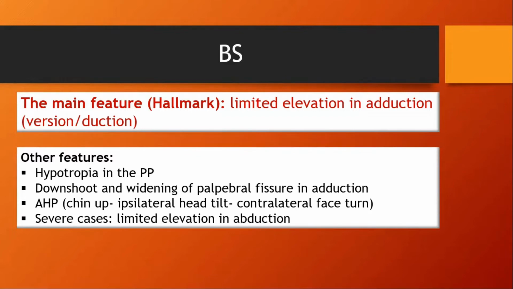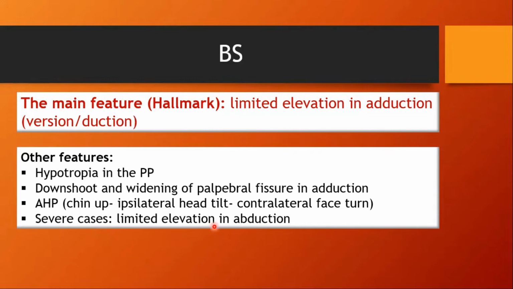If we have a significant Brown, we will have hypotropia in the primary position, all right? Because again, the superior oblique is a tight muscle and it is a depressor, so it takes the eye down. Additional features, which could be present or not, are downshoot and widening of the palpebral fissure in adduction. Ignore now the abnormal head posture; I will say it in a moment. If we have severe cases, there will also be limitation of elevation in abduction, so all up gazes will be affected.